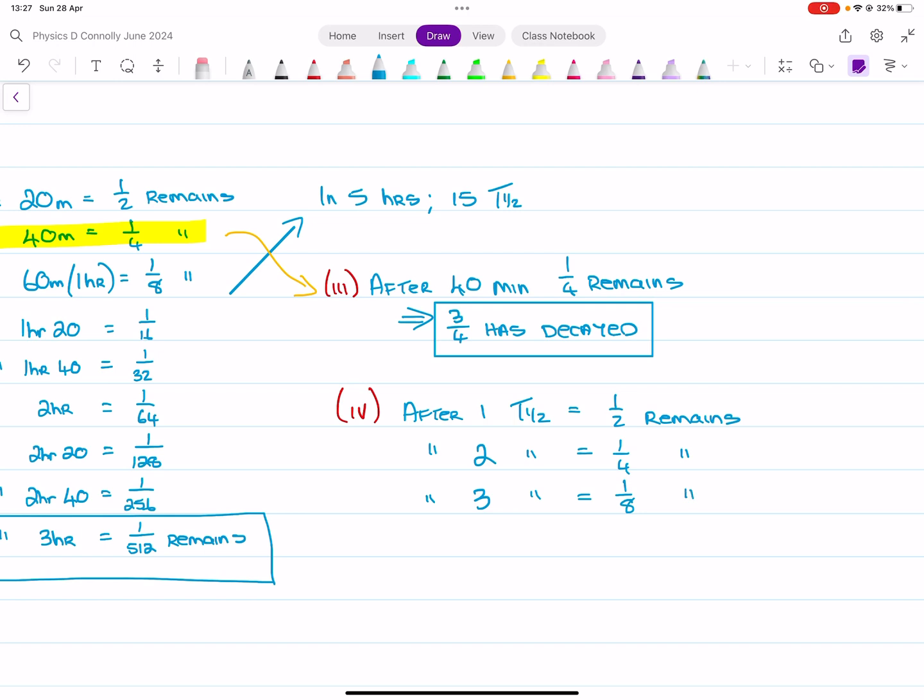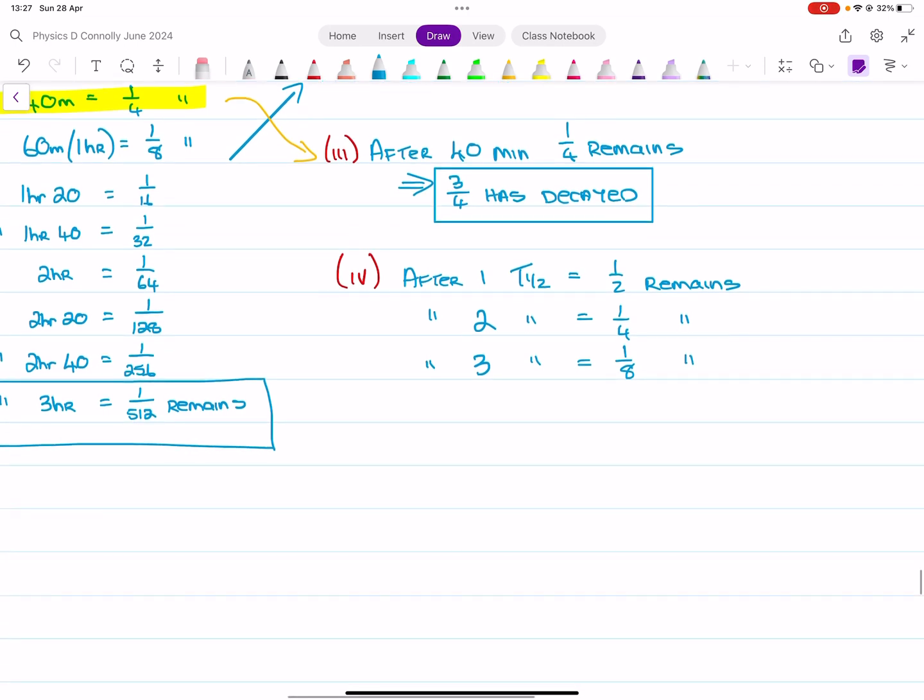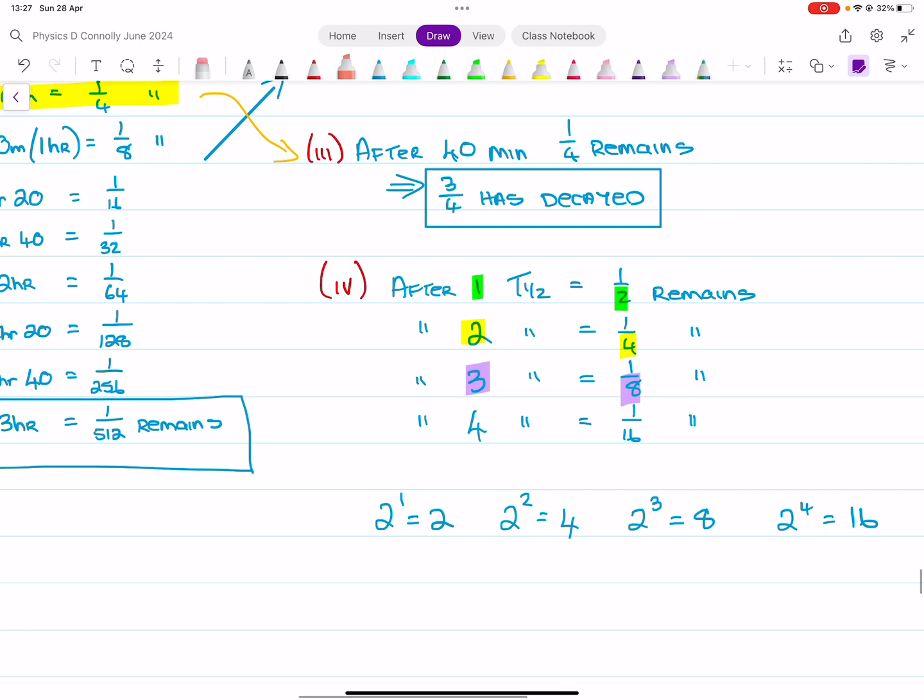Oh, that's hard. I think it's 2 to the power of the half-life. Do one more. It's 1/16. Yeah. So 2 to the power of 1 is 2. That's those. 2 to the power of 2 is 4. That's those. 2 to the power of 3 is 8, which is these ones. 2 to the power of 4 is 16, which is these ones.